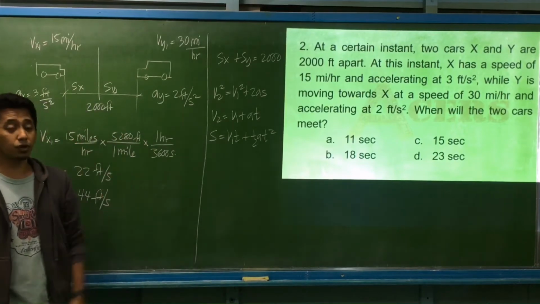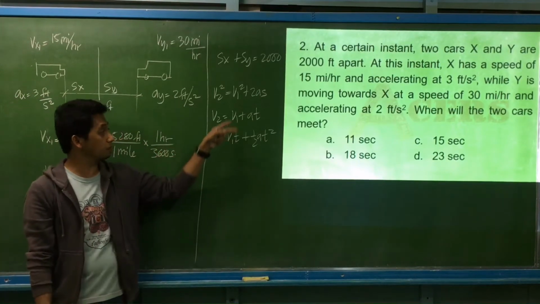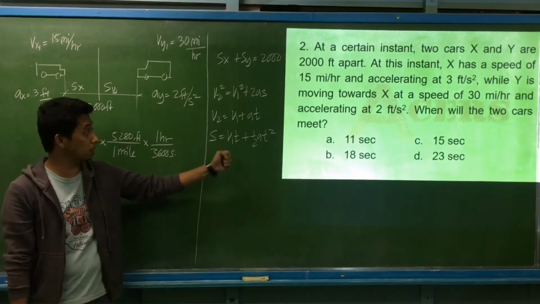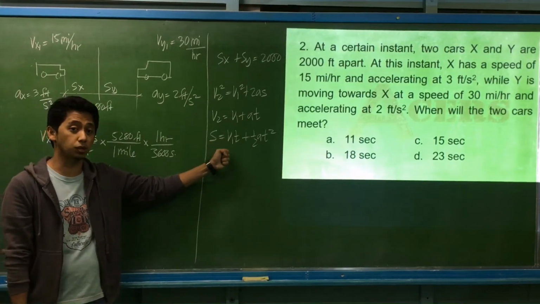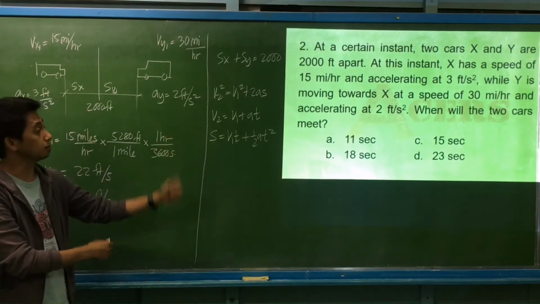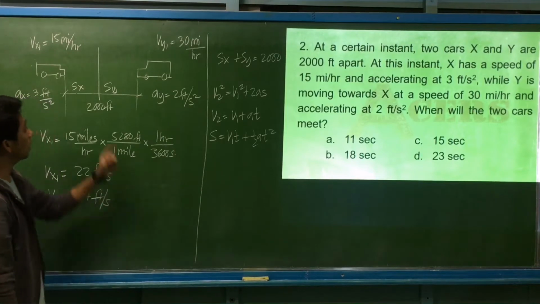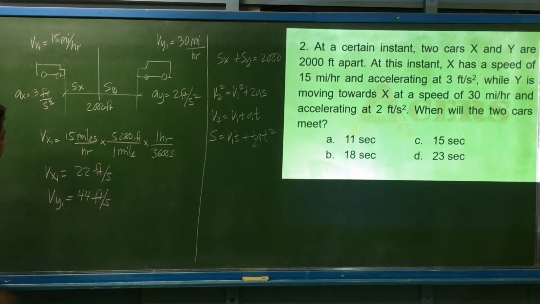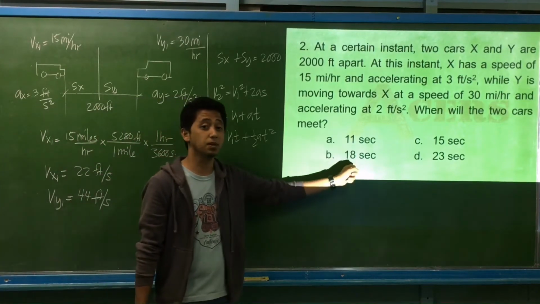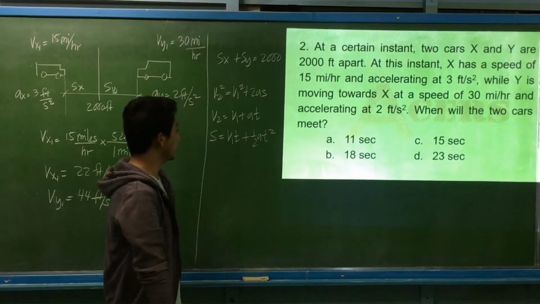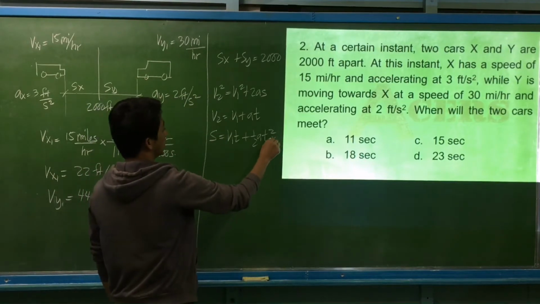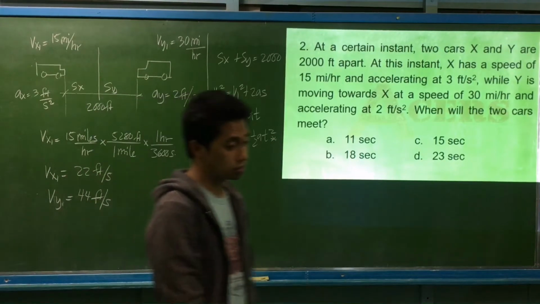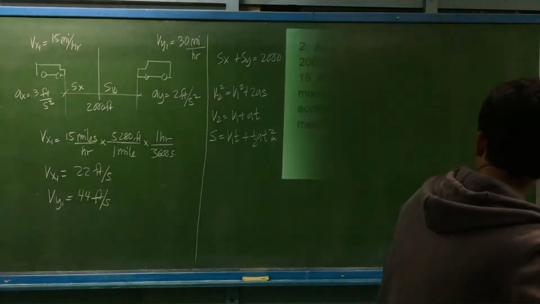Okay, all you have to do is observe the given and observe these three equations to determine the most suitable equation or the best equation to solve the problem. As you can see, we have involved distances, we have initial velocities, we have acceleration, and we are looking for time. So the best equation is the third one. It should be the best equation for this problem.